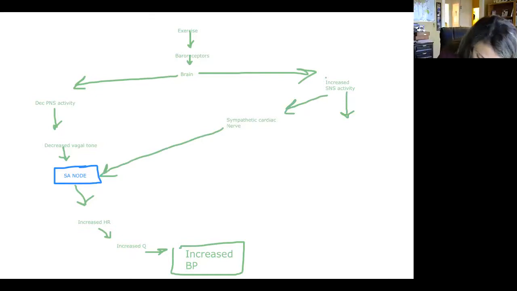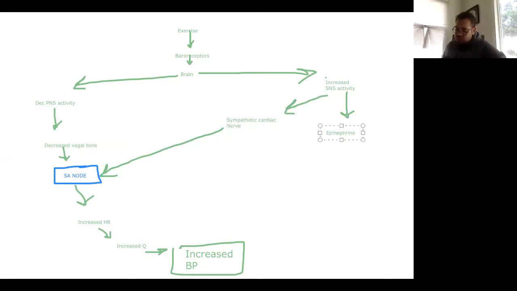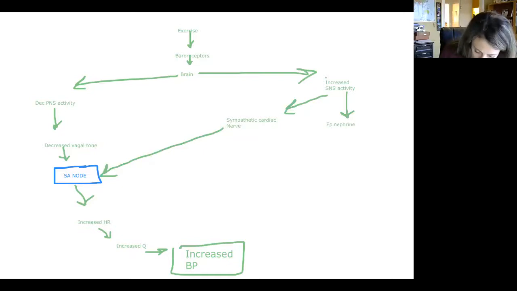Okay, then our other pathway over here was epinephrine. How many different branches do we have coming off of epinephrine? 3. What are they? The SA node. The left ventricular myocardium. Okay, and? Arterioles. Good, so we have 3 different pathways here.